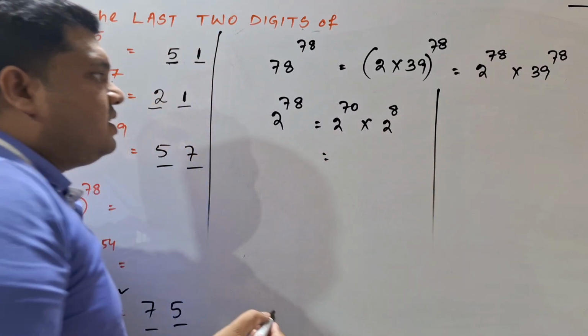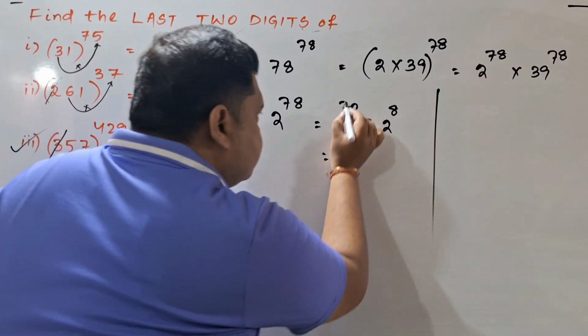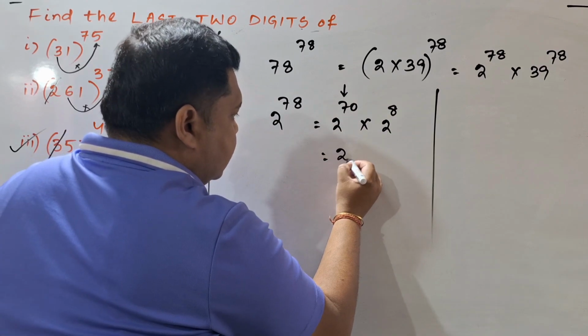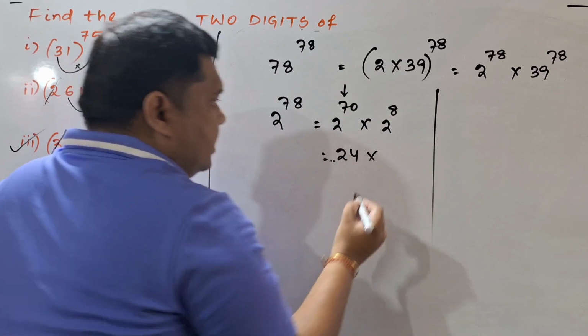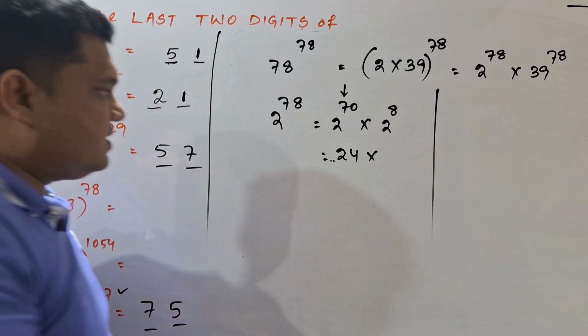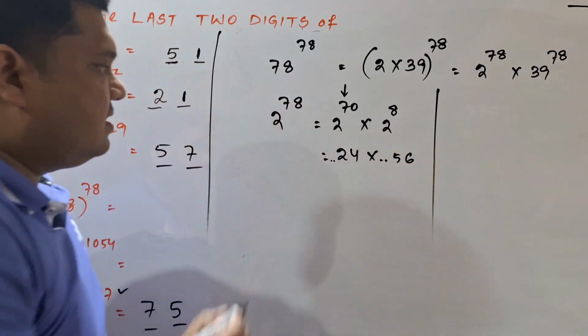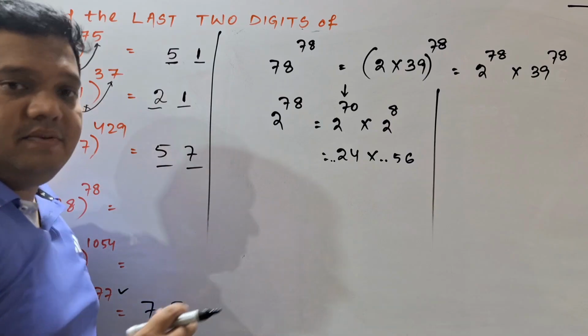You know 2 to the power 70. So here you observe the tens place of the power. It is odd, so the answer ends in 24. Similarly 2 to the power 8 is 256. So multiply this number with 56. So the answer is what? 24 into 5.